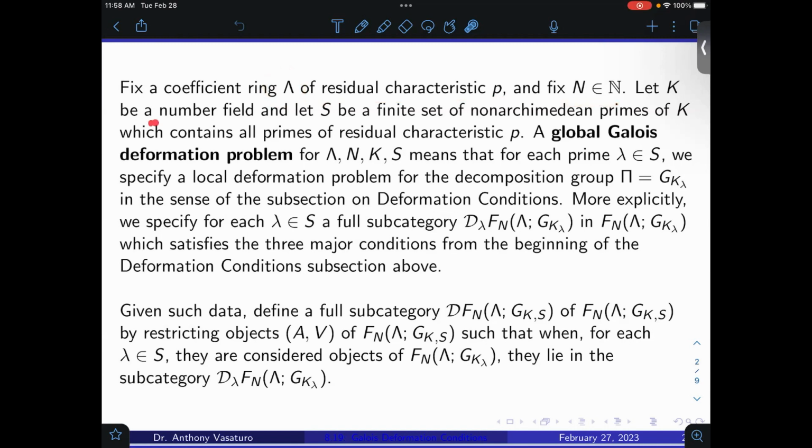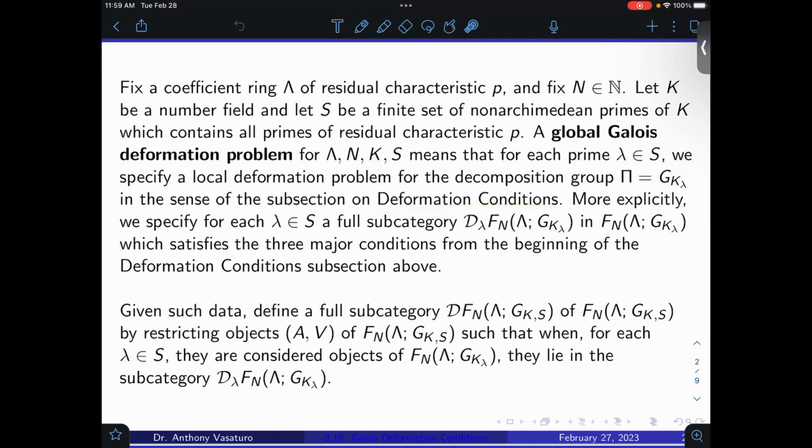We'll let K be a number field and S be a finite set of non-Archimedean primes of that number field, containing all primes of residual characteristic p. A global Galois deformation problem for the quadruple Lambda, n, K, and S just means that for each prime λ in S, we'll specify a local deformation problem for the decomposition group, which is G sub K sub λ, where K sub λ is the completion of K at λ, in the sense of the subsection, or the video if you like, on deformation conditions.